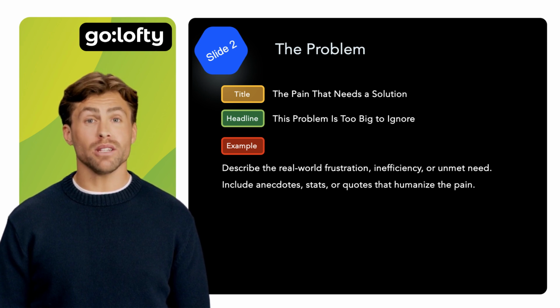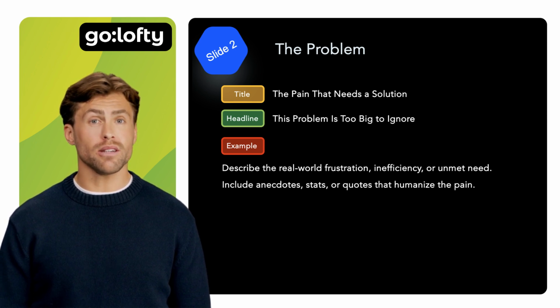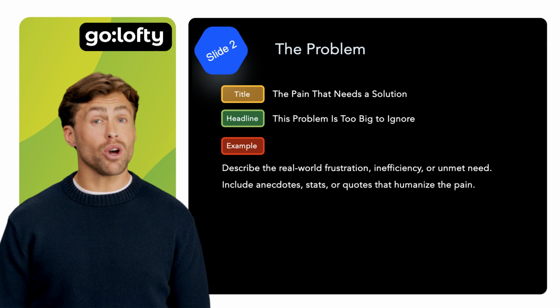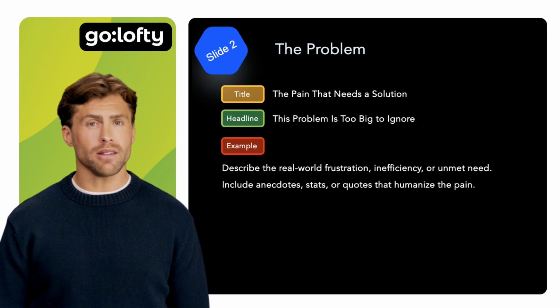Include a quote or data point from a customer or industry report to humanize the issue. Explain the cost of inaction: lost revenue, wasted time, legal risk, or customer churn. You can even use a short table comparing today versus ideal future to visualize the pain. Remember, if you don't make the problem painfully clear, the solution won't feel compelling.